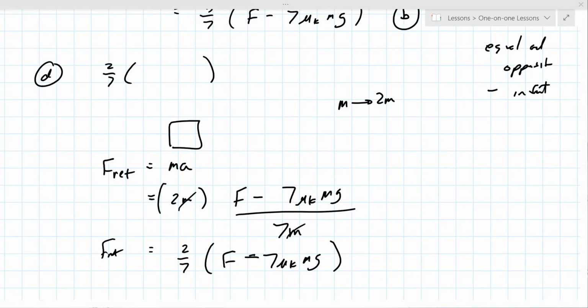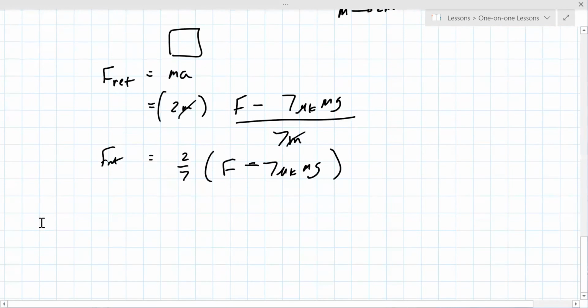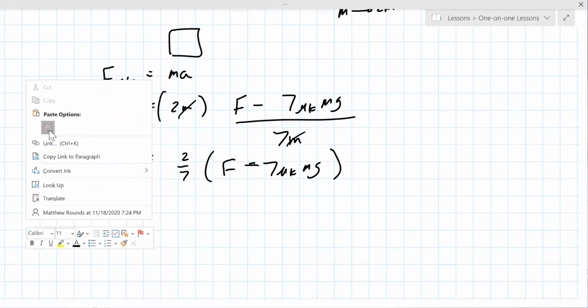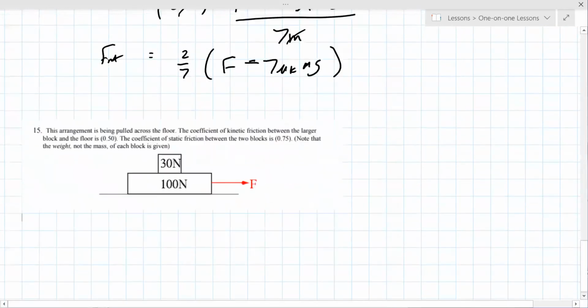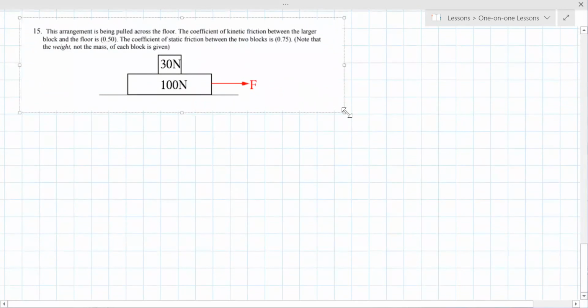Oh, on to number 15. Gosh, these are college level physics problems, mechanics problems. I remember it seemed like a couple of weeks ago we were just talking about simple one dimensional motion, and now you're doing pretty complicated force problems.